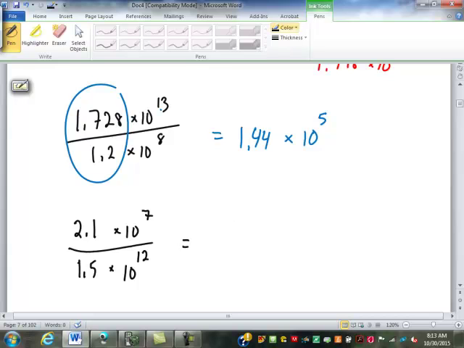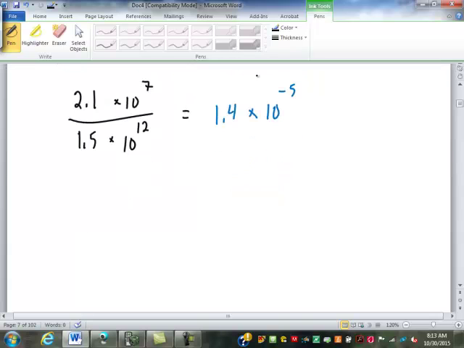Something like this. 2.1 divided by 1.5 is 1.4. 10 to the 7th divided by 10 to the 12th. 7 minus 12 is negative 5. So you can have negative powers in there, and it can be really kind of nasty when we do this. Yeah, you put the negative power because you subtracted the power. Yeah, 7 minus 12. When you're dividing powers of 10, you subtract the powers.